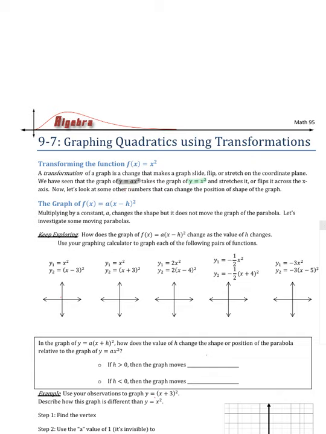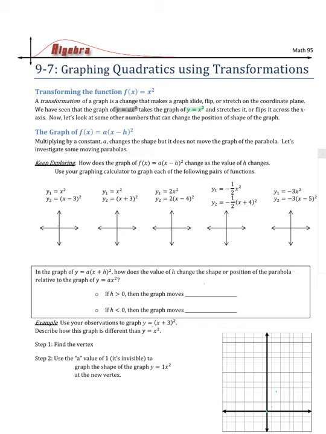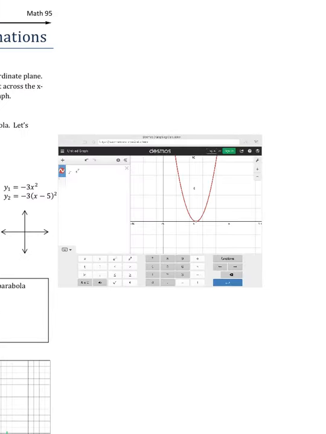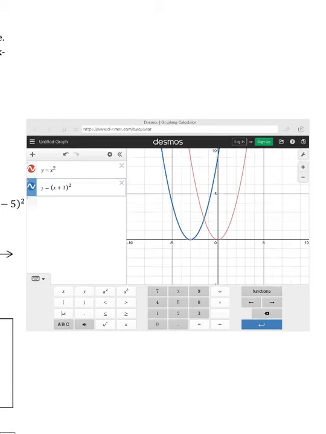Now we want to see what happens if we add or subtract numbers inside, before we square, or after we square. First, let's investigate what happens when we add or subtract before we square. We'll go to our graph to check it out. Here's our y equals x squared. What happens when we have y equals x plus 3, close the parentheses, and square that?